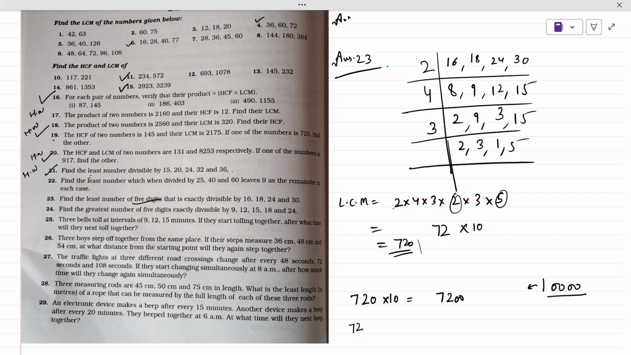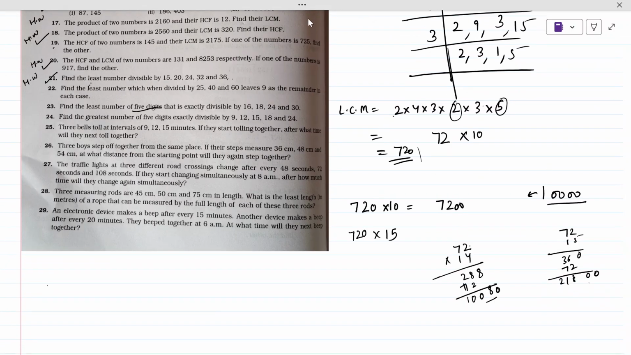So let's try this with 15. Let us multiply 720 by 15. We have 5 into 2 is 10, 35, 36 and 72, we get 10800. And this is much greater. Now let us try with 14 here. 4 into 2 is 8, 28, and 72, we get 10080. So kids, this is very near to this.